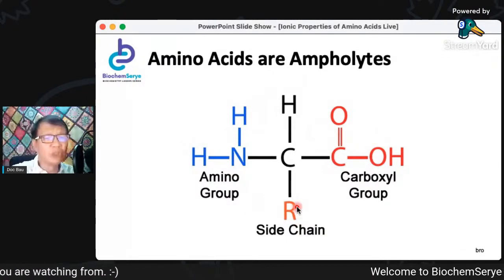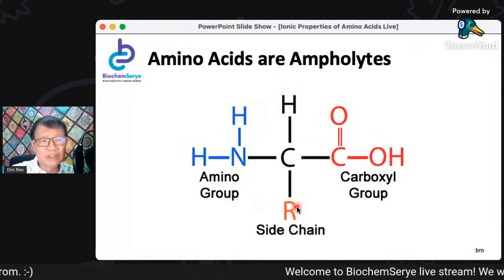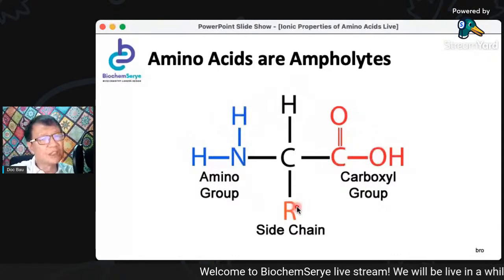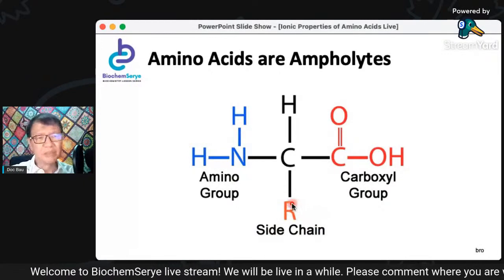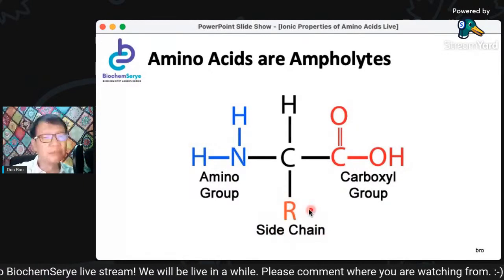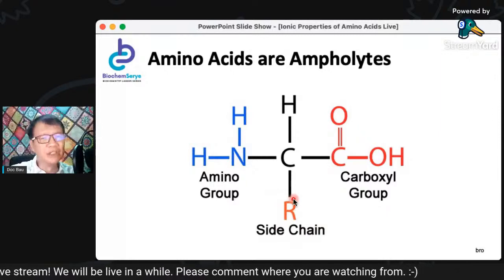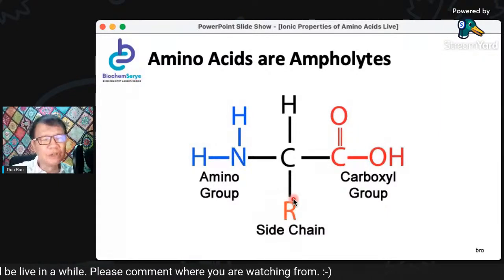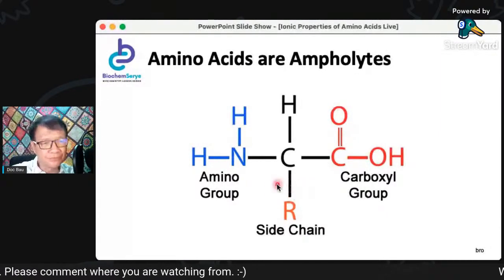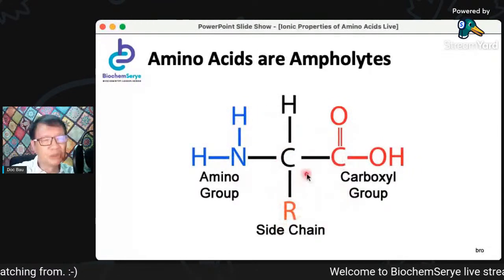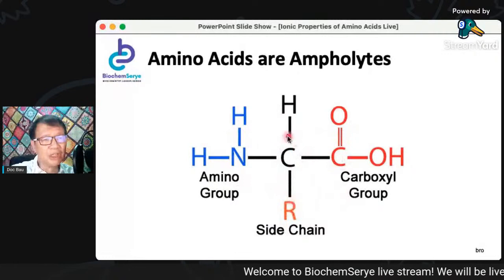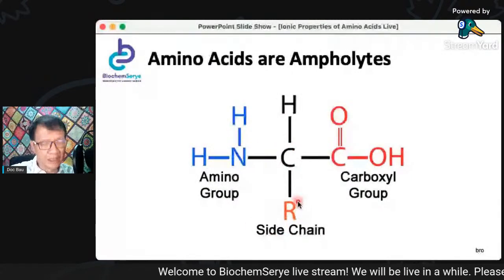But what will confer uniqueness or differences in their properties, in their behavior during titration, will be the side chain. You know very well that 19 of the 20 will have four different substituents, but glycine does not have a chiral carbon, because the R group of glycine is H.